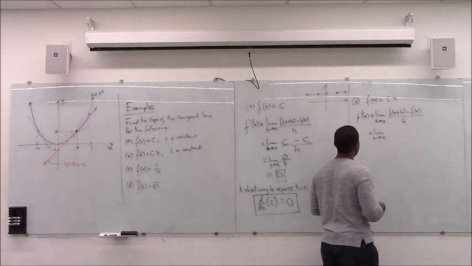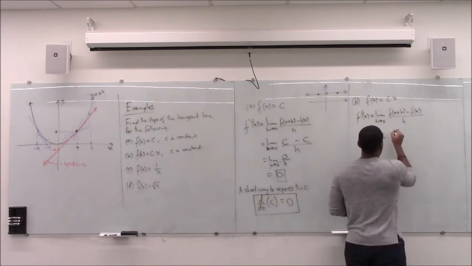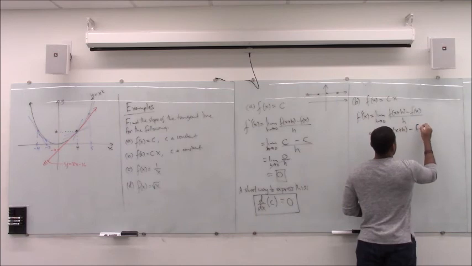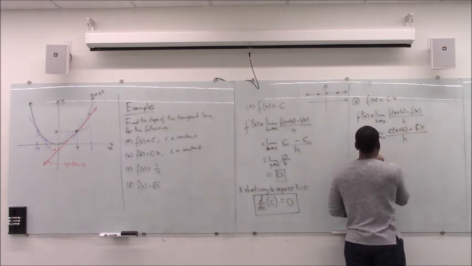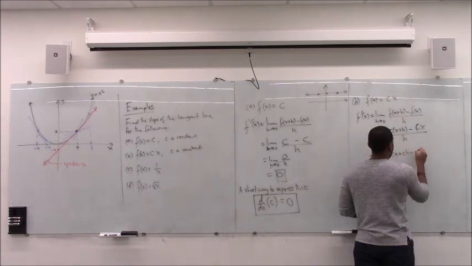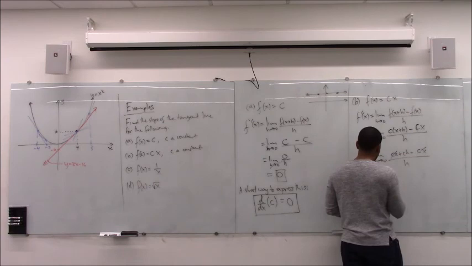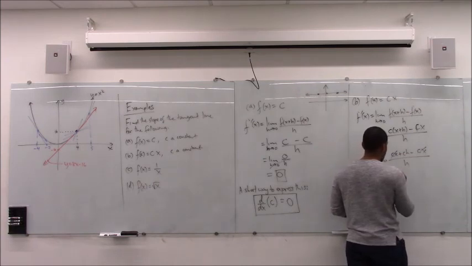Cx plus ch. All right, c times x plus h, which is going to be cx plus ch. The cx's are going to kill each other. You're going to have a limit as h approaches 0 of ch over h.